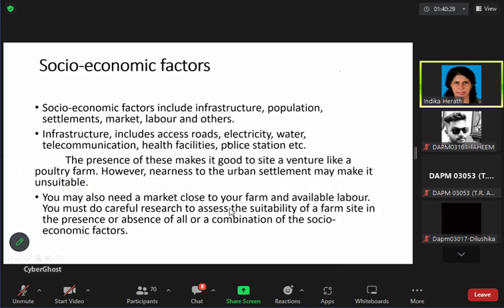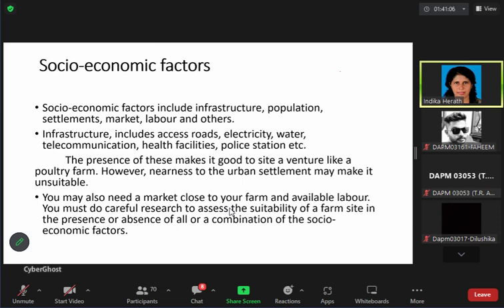So there are some socio-economic factors as well in selection of land. So we need to consider various other factors needed for cultivation of land: socio-economic factors including infrastructure, population, settlement, market, labor, and other things. When we are doing cultivation, we have previously talked about the climatic factors, now socio-economic factors, which are, of course, the availability of electricity, whether we can have road access, and those, right?